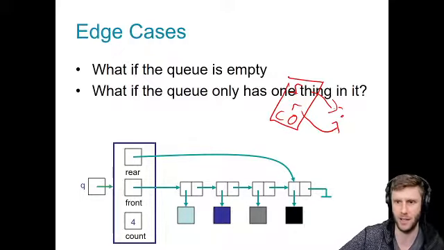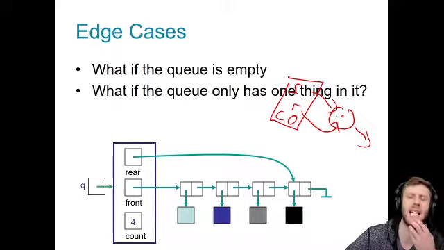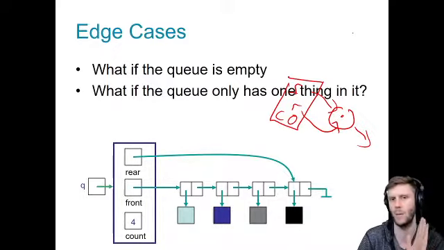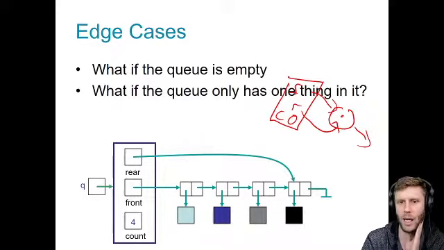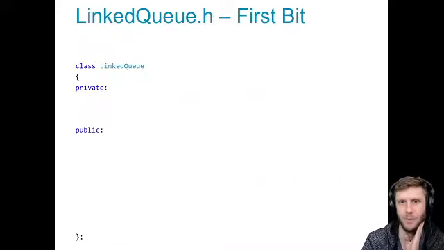What if this is just like one node? You know, front and rear are pointing at the exact same thing. That's a funny situation. So maybe this is something we need to be aware of when we're working here.